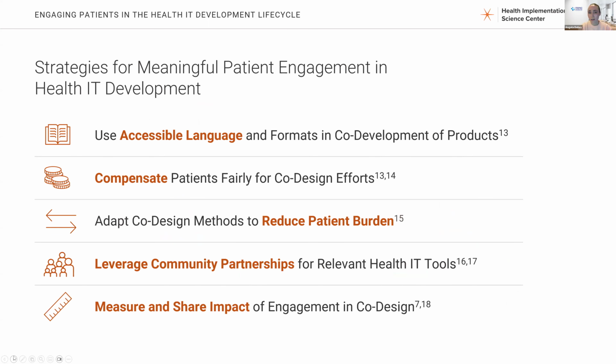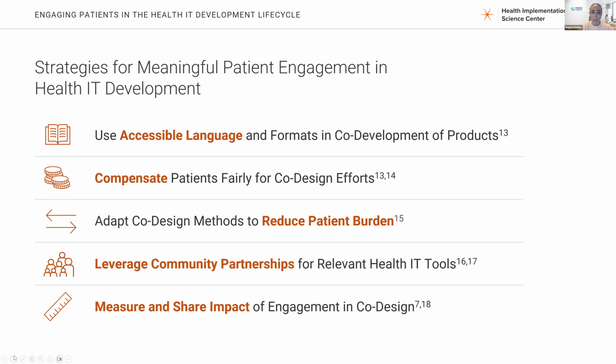Okay, so I just wanted to share some final thoughts for strategies for meaningful patient engagement during co-design. First, it's essential to apply health literacy best practices and use accessible language and communication formats so everyone can participate meaningfully. It's also important to recognize patients as true partners and compensate them fairly for their time and expertise. Co-design should also be adapted to minimize patient burden, using flexible approaches that honor patients' needs and circumstances.